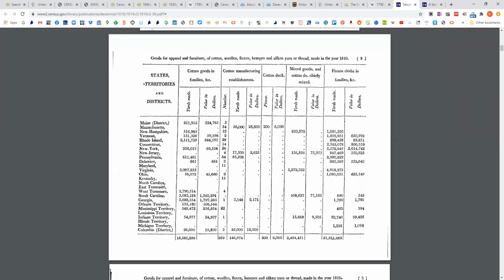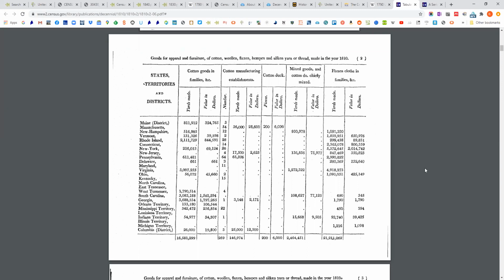Although you'll find that it depends whether Kentucky, that early on was part of Virginia, is split out or not, but Maine almost always is. I find it interesting that there are 3 cotton manufacturing establishments in Maine. I'm a little surprised that there were that many. But what's interesting here, and this is one of the issues, there's only 1 listed for Georgia. And quite frankly, that makes no sense to me that there are 3 in Maine and 1 in Georgia.